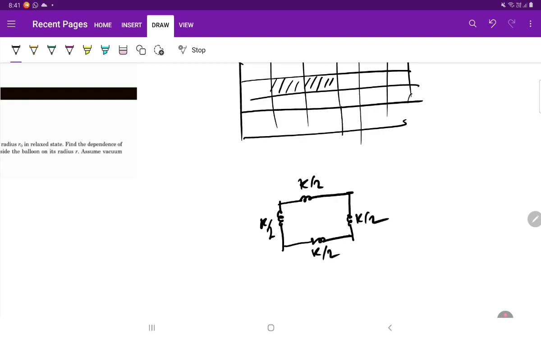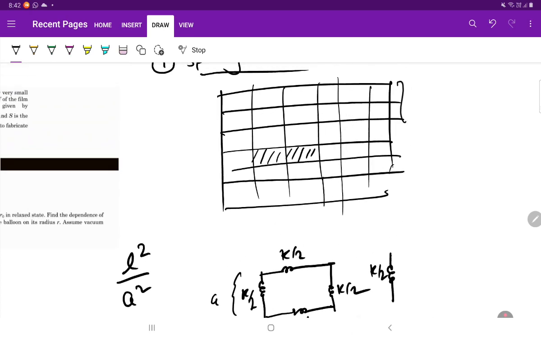Now why am I writing k by 2? Because the adjacent square will have another spring of k by 2, which will add up to give a spring of constant k. We know that a parallel combination of springs gives addition, and series gives the inverse of the sum of inverses, right? So the same thing we are doing here, that is, we are dividing the springs equally. Now how many squares are there? The number of squares will be L square by a square, where a is the length of one spring and L is the relaxed length of the whole square mesh.